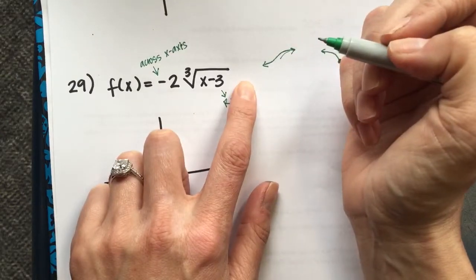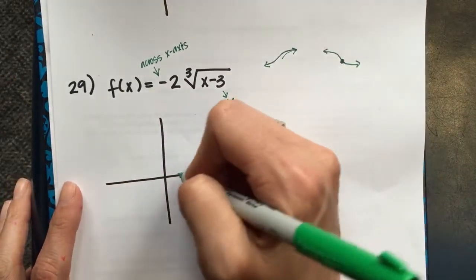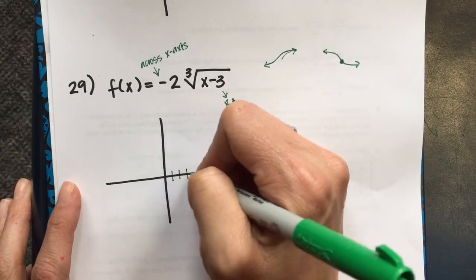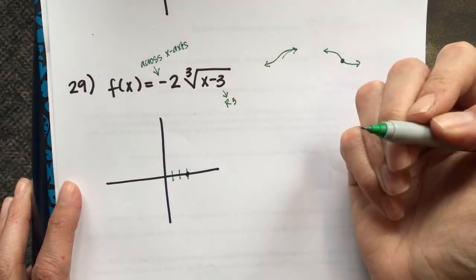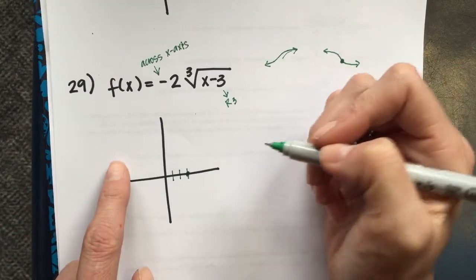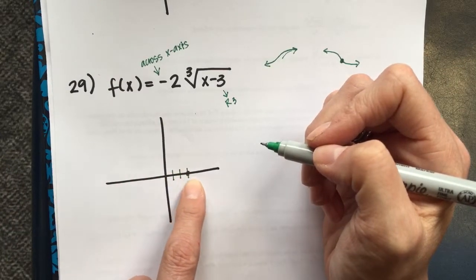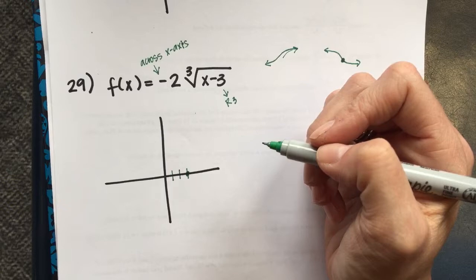There's not a constant at the end, so it doesn't move up or down. So it just moves to the right 3 and will be on the x-axis. So there's the middle of it. It's going to come like this. I'm going to plot a point.